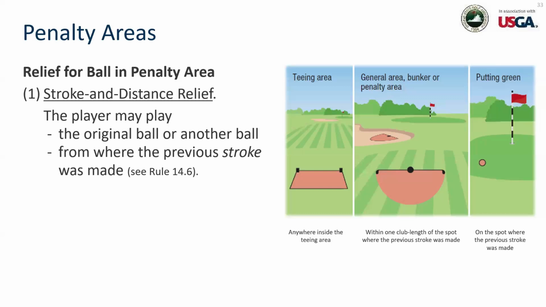On the putting green, again, not as common, but still an option to you. Maybe you hit that ball on the putting green, hit it just a little too firm, it rolled down the hill and into the penalty area. You can take stroke and distance. Go ahead and just place that ball back on the putting green where it was. So a little bit different. You just place that ball on the putting green if that's where your previous stroke was.